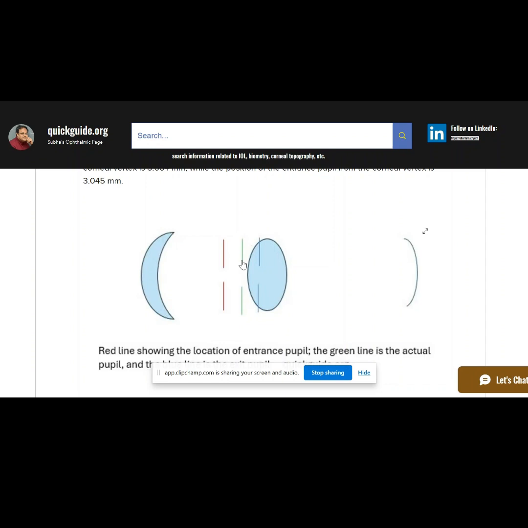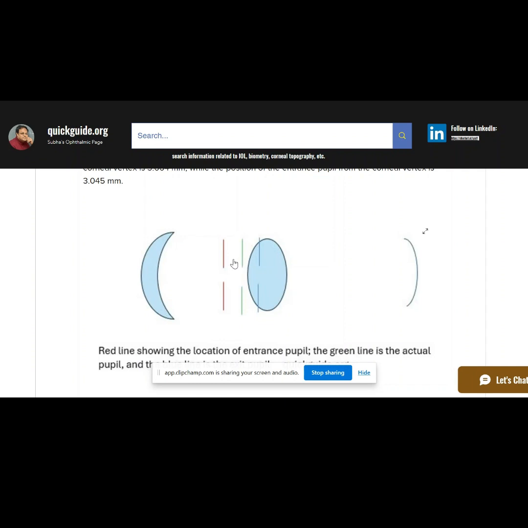On an average, there's around 14% magnification, which of course depends upon the anterior chamber depth and the corneal power. But on an average, there's a 14% magnification of the real size of the pupil. So when you are measuring the entrance pupil, that's actually 14% larger than the real size of the pupil.